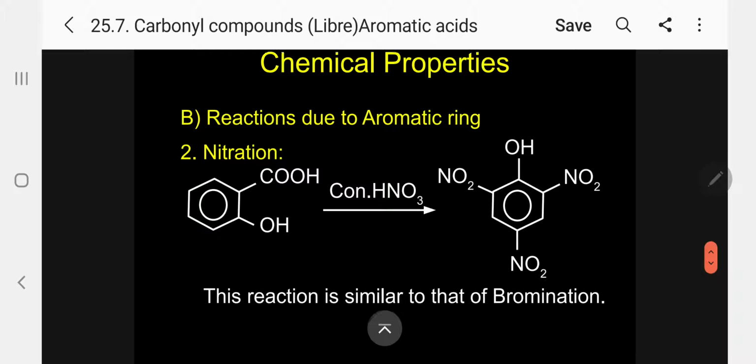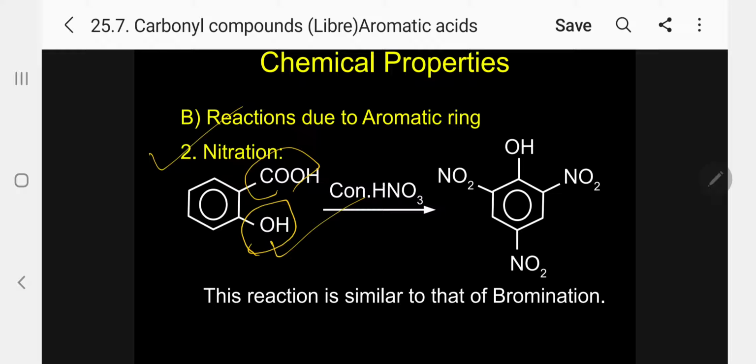The second one, reaction of the aromatic ring, again nitration. Nitration is another most important electrophilic substitution reaction. And then again, when you compare OH and COOH, the ortho-para-orienting group takes priority over the meta-orienting group. So here the attacking species is NO2 plus. So NO2 plus not only undergoes substitution, it is eliminating carbon dioxide. That means this reaction is similar to bromination. That means nitration followed by decarboxylation.